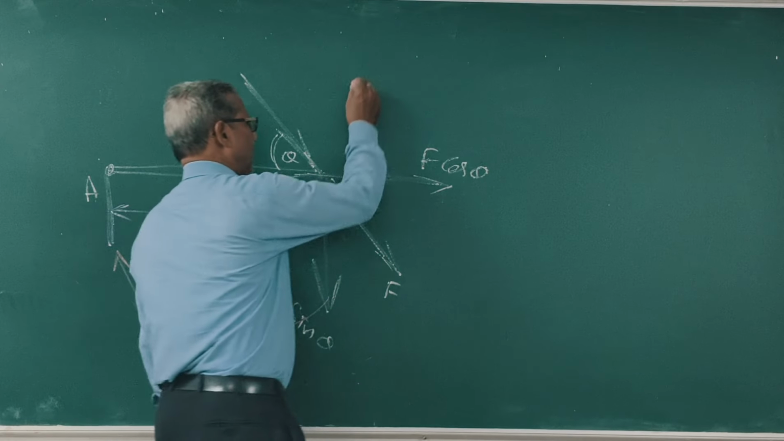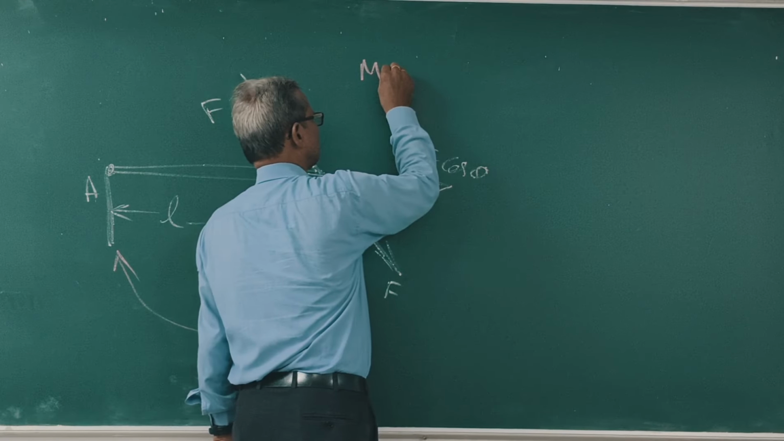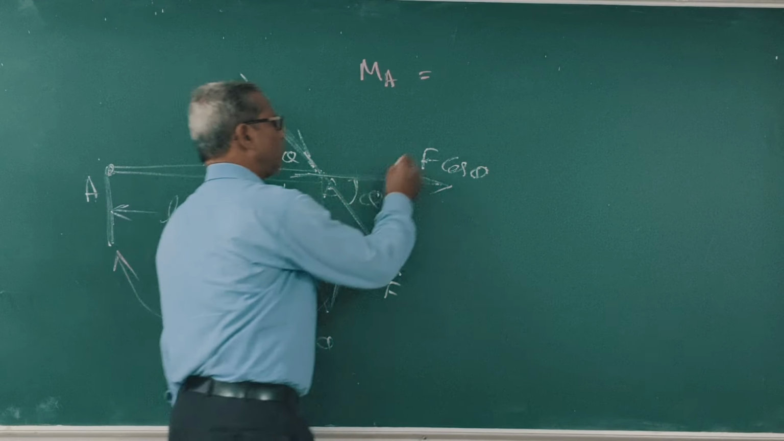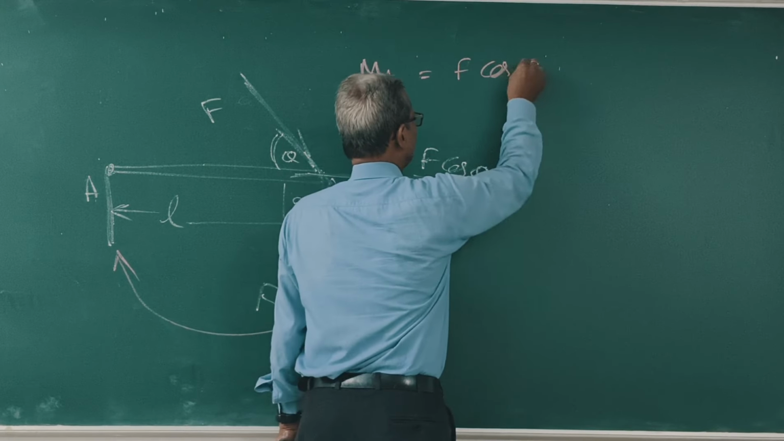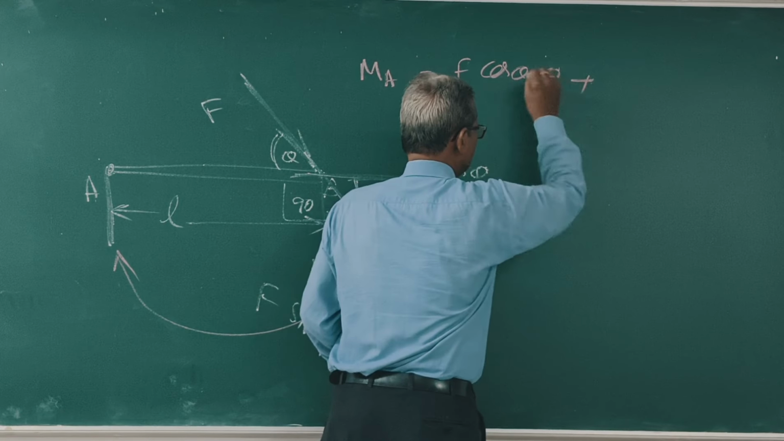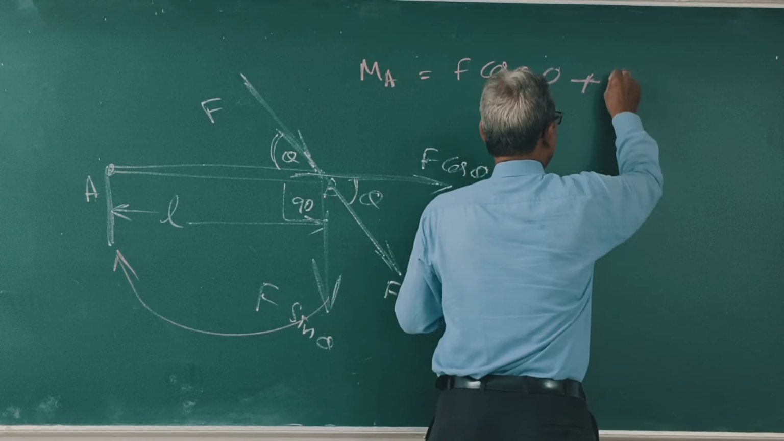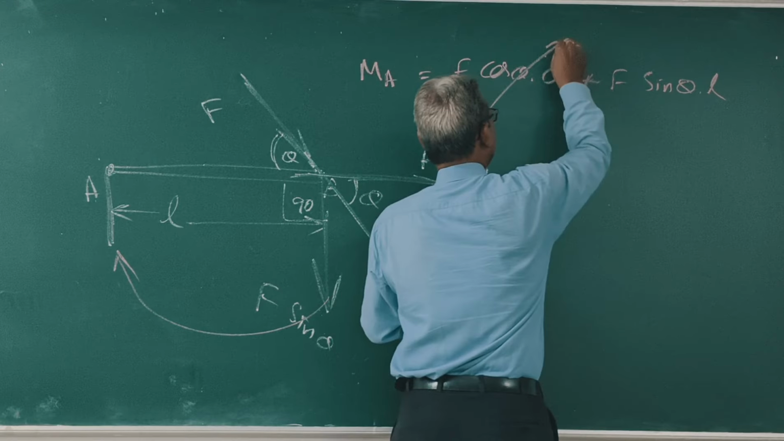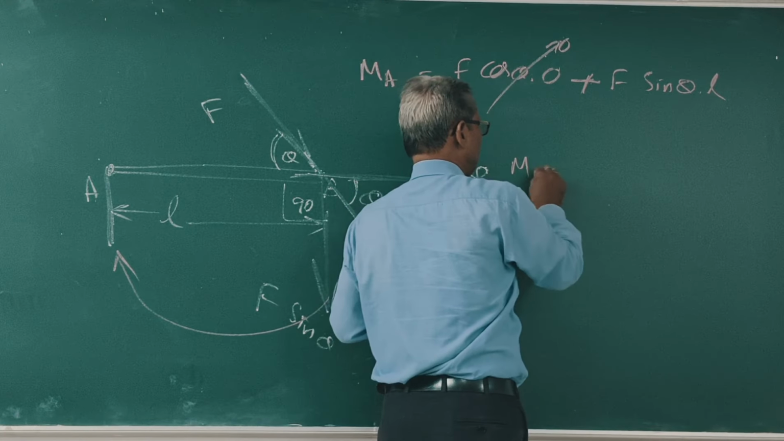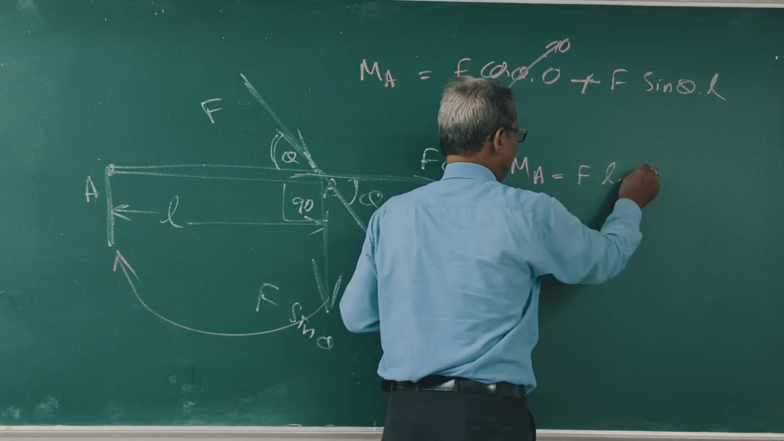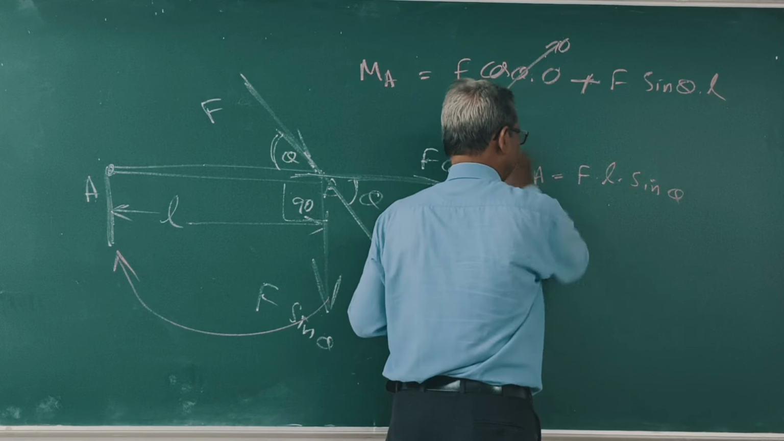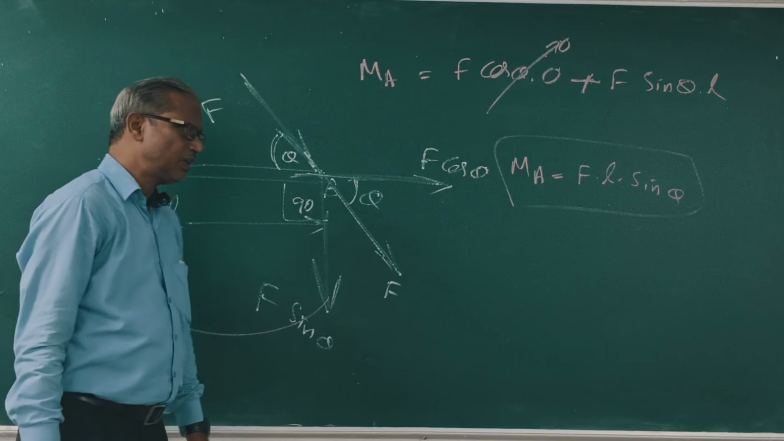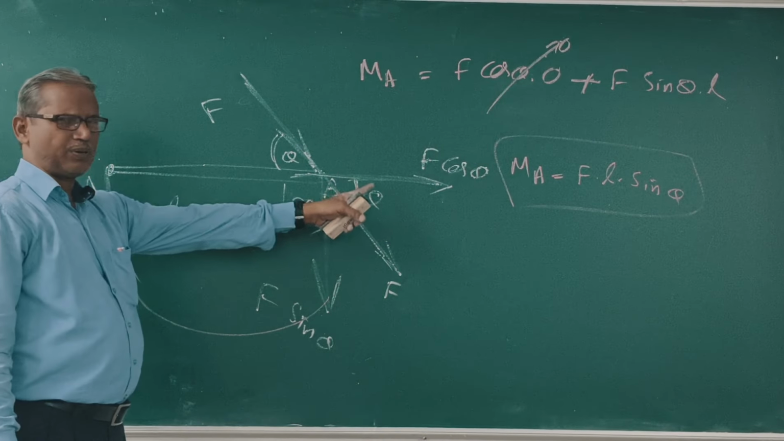So about A, moment of force about A, what is MA equal to? F cos theta into 0 plus F sin theta into L. This is 0. So what is MA equal to? F L sin theta. Clear? This is the moment of force F.